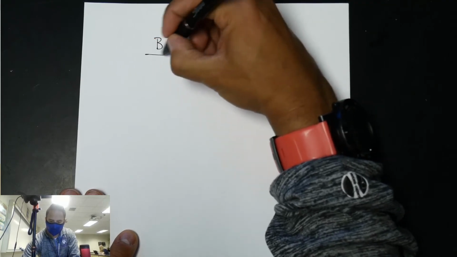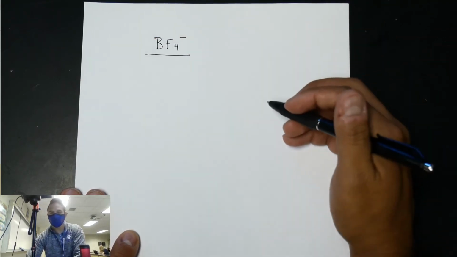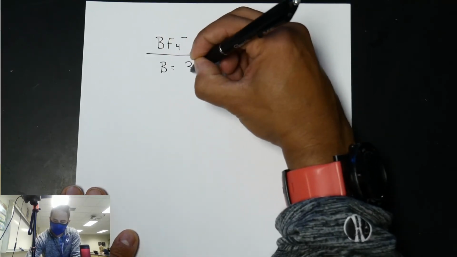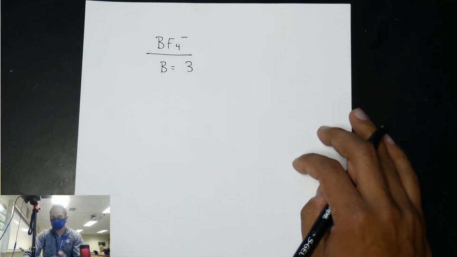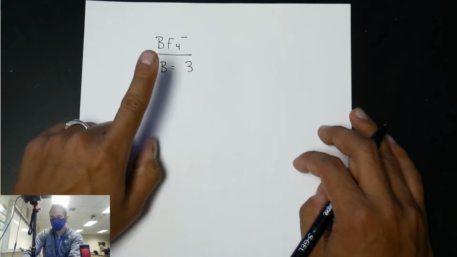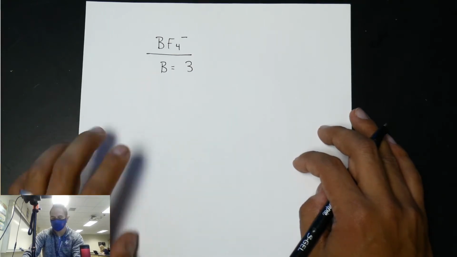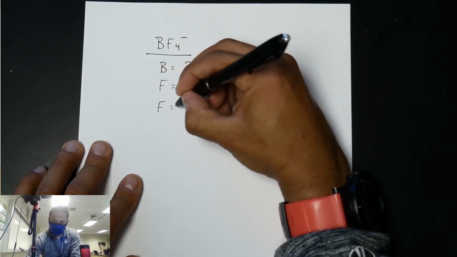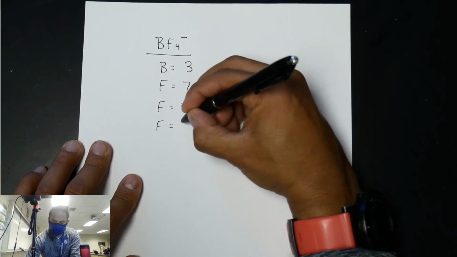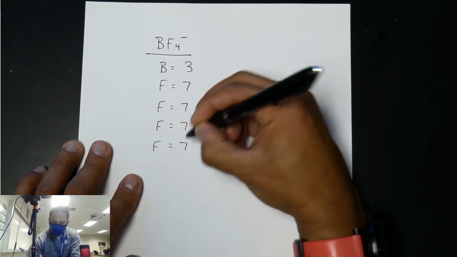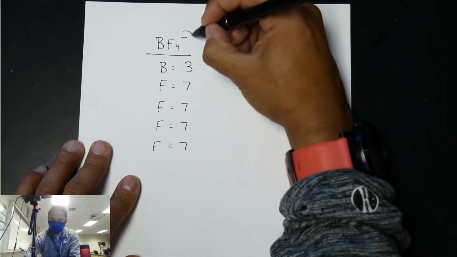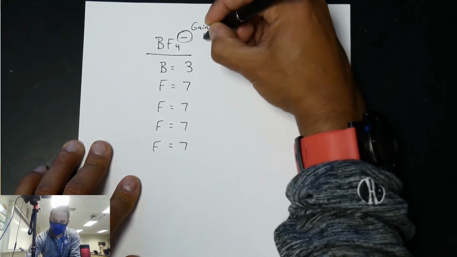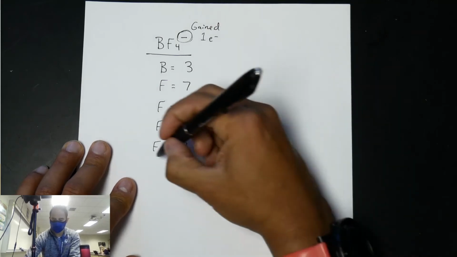All right, so we have BF4 minus. So again, let's start by counting our number of valence electrons. So we have boron, which is in column 3 on the periodic table. So again, I'm not using a periodic table. I just know this by heart, but you should find boron on the periodic table. It's in column 3. Then we have 4 fluorines, and each one has 7 valence electrons. Okay, so you have something like this. Now there is a minus. This minus means that we have gained 1 electron, which we'll count at the end here.